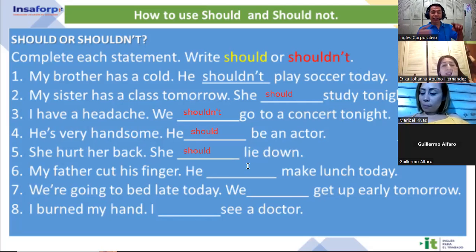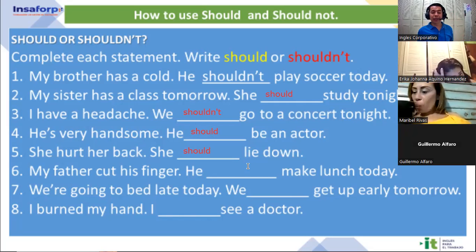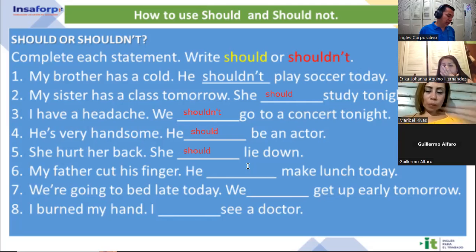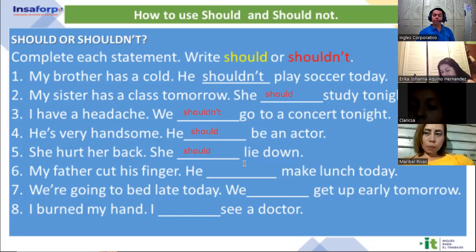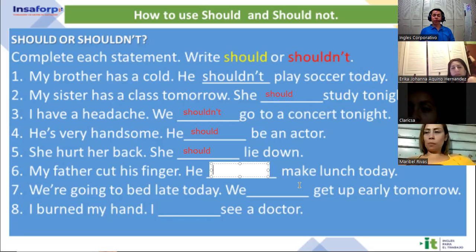Okay. My father cut his finger, right? He should make lunch today or he shouldn't make lunch today. The question goes to Clarissa. Clarissa? Should or shouldn't make lunch? Hace, no sé, todo el día. Should? He should. Se cortó el dedo y va a cocinar esta noche.